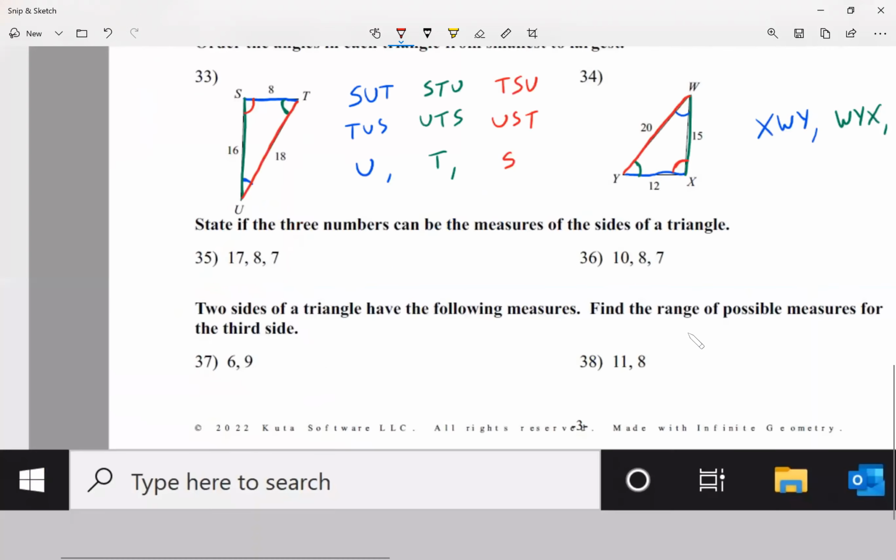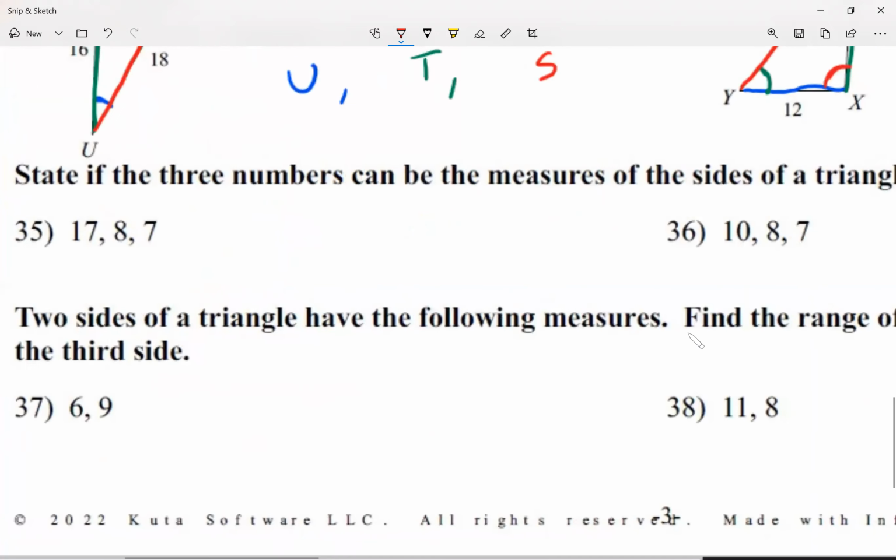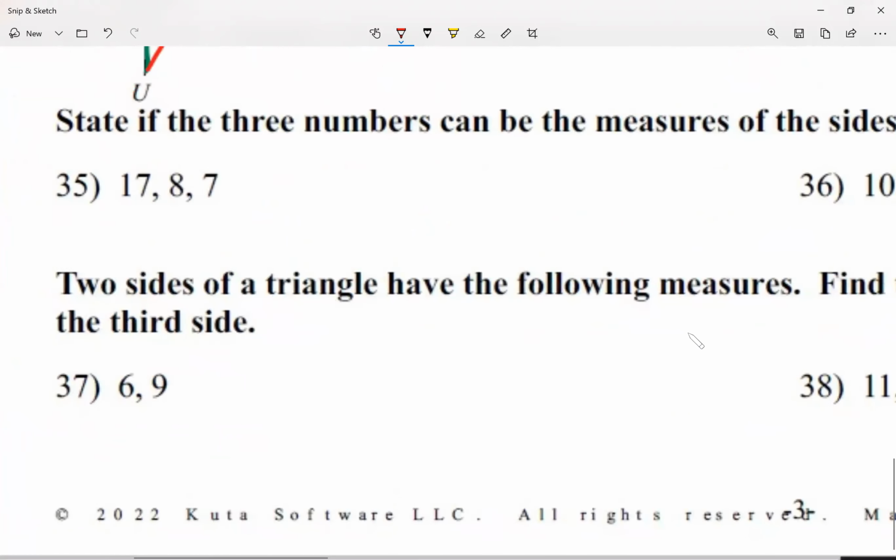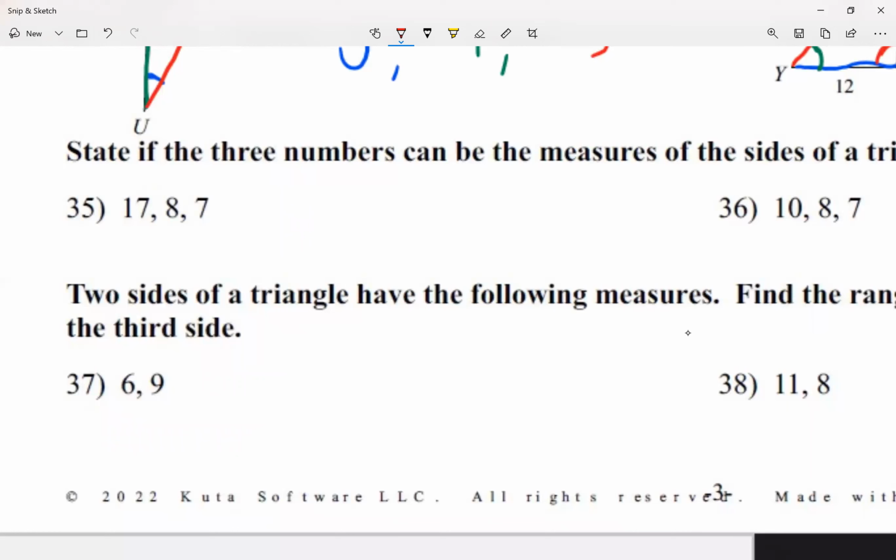Okay. Then moving along, question number 35 and 36, it says, state if the three numbers can be the measures of the sides of a triangle. So looking at number 35, let me identify the two small numbers. If I add those two small numbers, 8 plus 7, it has to be bigger than the third side. So I ask myself, is 8 plus 7 more than 17? It cannot be less, it cannot be equal, strictly more than. I know 8 plus 7 is 15. Is 15 more than 17? No. So no, I cannot make a triangle out of that.